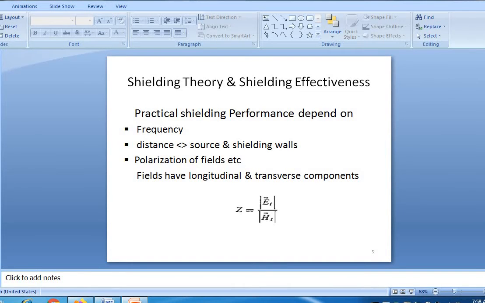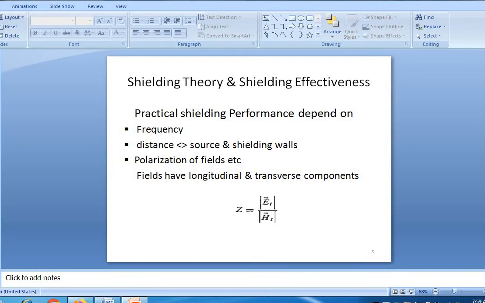Next is shielding theory. Whether the practical shielding and ideal shielding performance are the same? It is not at all the same. It is different. So what are the factors that affect the practical shielding performance? It is dependent on frequency, the distance between the source and the shielding walls, and the polarization of the field. Polarization means the orientation of the E as well as H component.